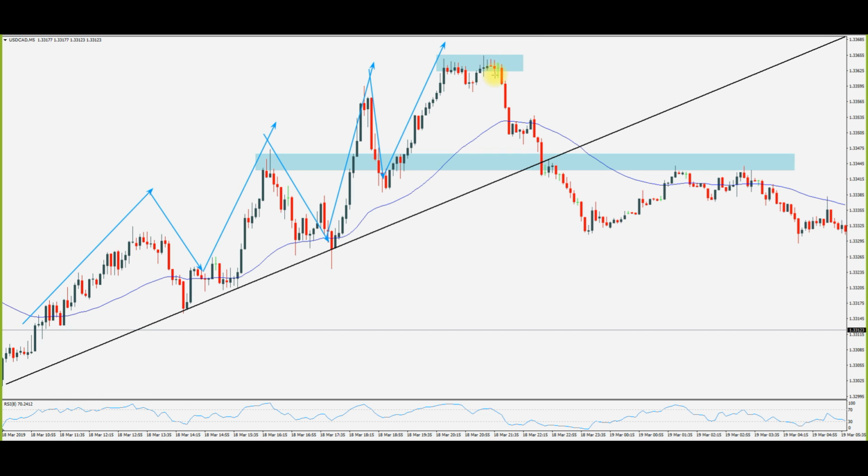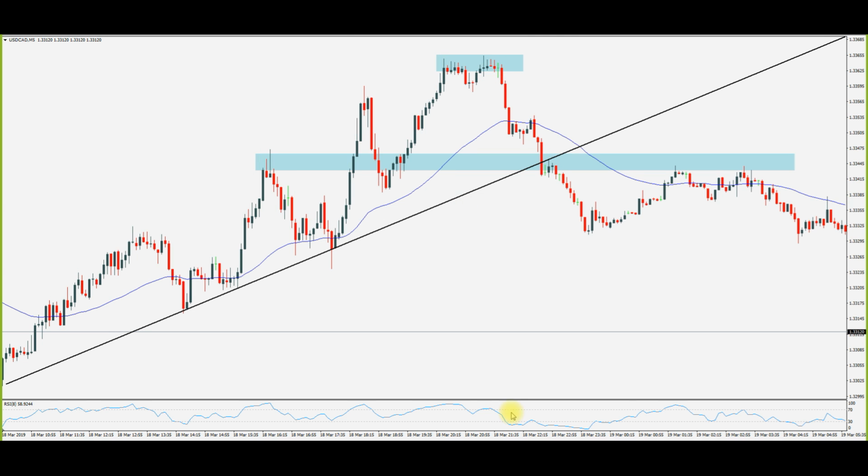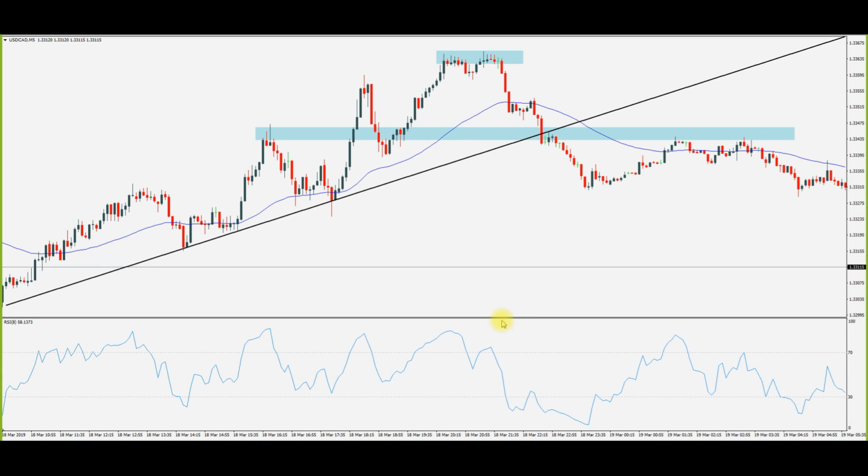Now at the top here, we had a textbook double top at the resistance line. Beautiful M shape. You can call it a double top or an M shape, it doesn't matter what you call it, it was a beautiful setup. If you load up the RSI, we also had a bit of divergence, which again signifies momentum change.